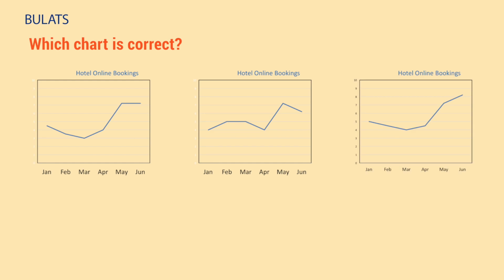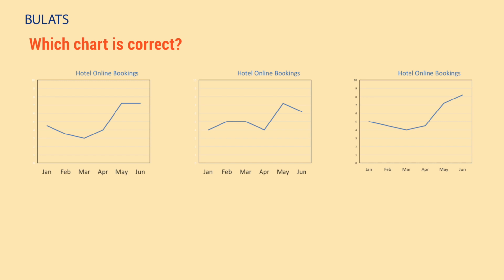Which chart is correct? Online hotel bookings dropped a little early in the year, but then they grew steadily in the following months, especially in May. However, there was no growth in June, which is a little worrying because the summer period should be the busiest time of the year for us.